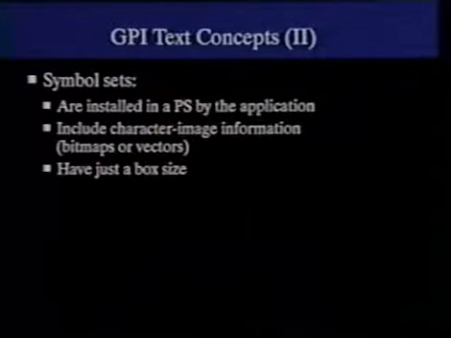GPI's text concepts embodied in symbol sets is that applications install symbol sets into a presentation space for later reuse, and the symbol set includes the character image information. That image information may be bitmaps, or it may be stroke primitives, in which case they're just simply sequences of line and character and line and curve calls, each of which defines a character image for later use on a particular device. And finally, symbol sets really, in terms of number of attributes, have just a box size. That box size may be changed at will. Many of the other attributes are not relevant to a symbol set.